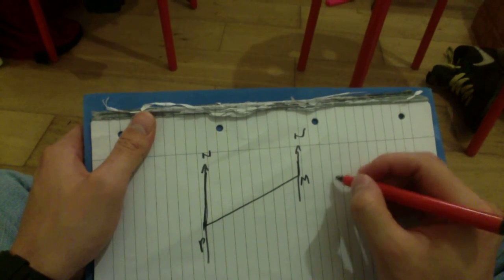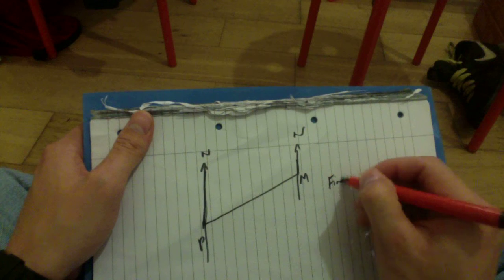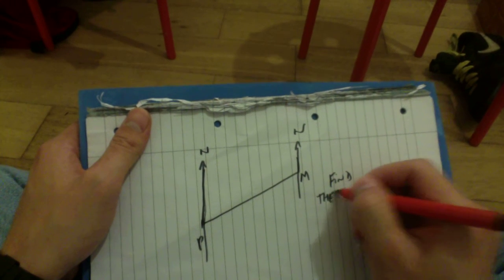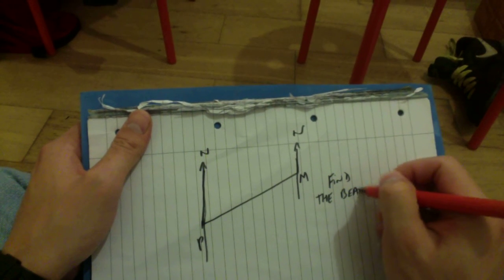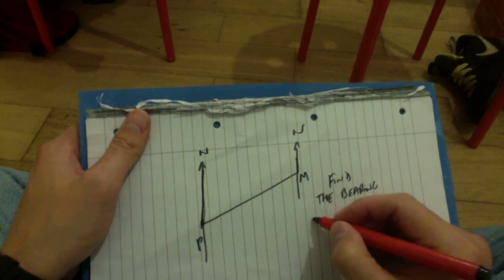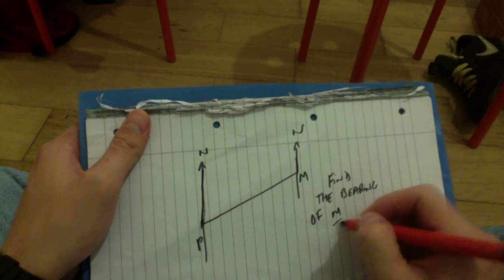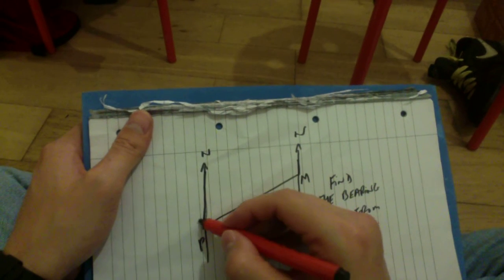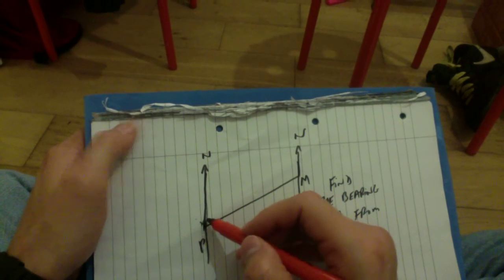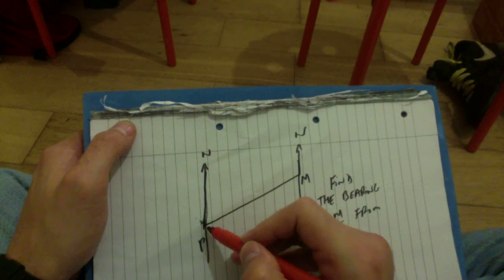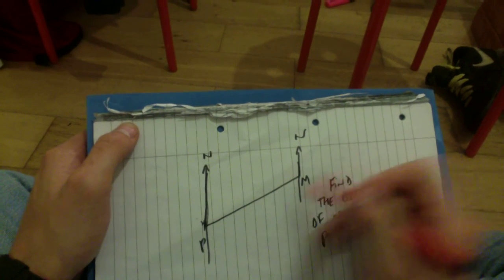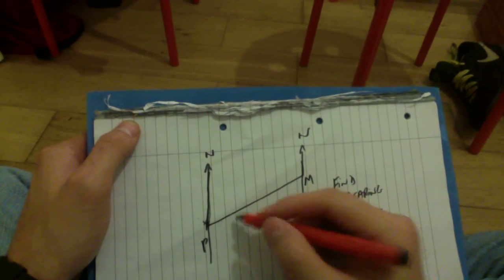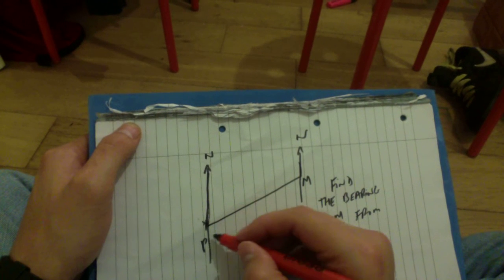So again, this same question, find the bearing of M from P. So imagine you're here and you need to work out the direction, the angle of direction you need to travel to get from here to M. And they give you one reading, which is this one here.